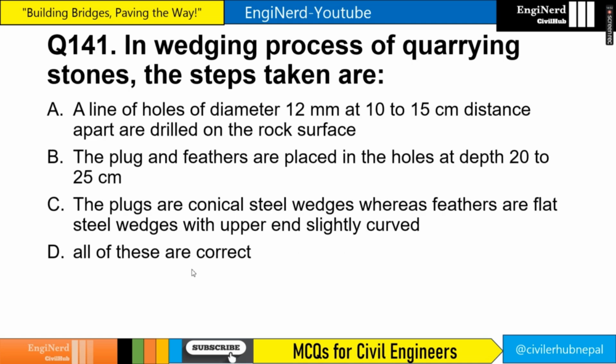So next question. In the wedging process of acquiring stones, the steps taken are: a line of holes of diameter 12 mm and 10 to 15 cm distance apart are drilled on the rock surface. The flogs and feathers are placed in the holes at depth 20 to 25 cm. The flogs are conical steel wedges, whereas feathers are flat steel wedges with upper and slightly curved. So all of these are correct.